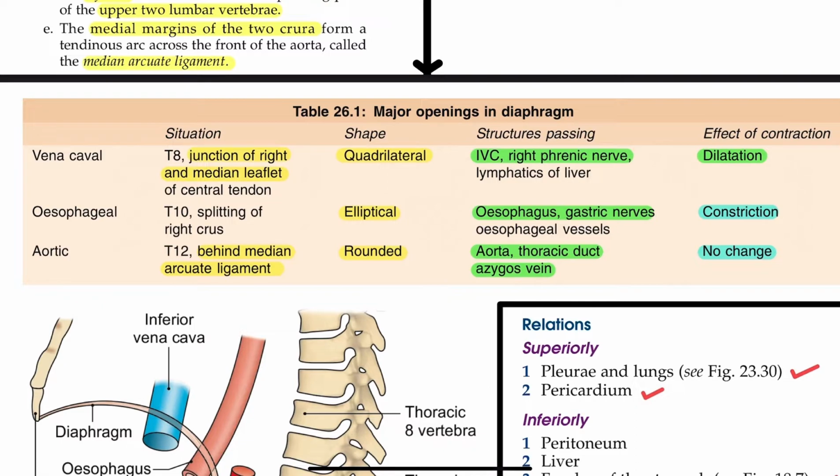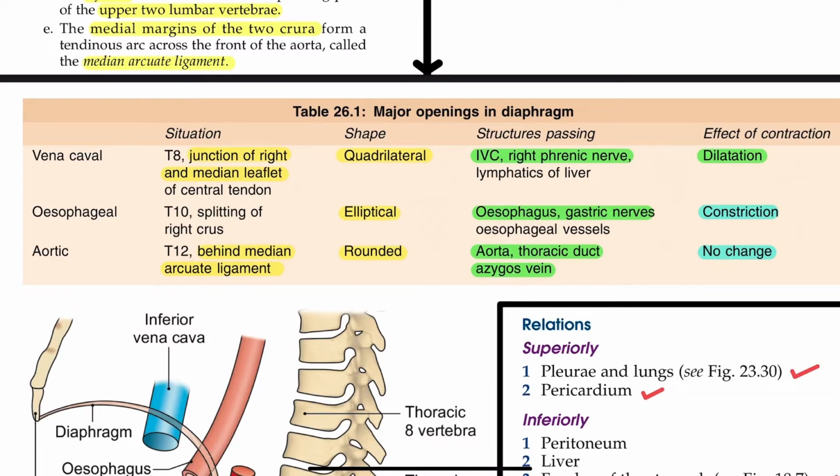And if the musculature now contracts, the vena cava will dilate. Why? To aid venous return to the heart. Right. Remember, it's not affected by the contraction of the central tendon. But if the musculature of the diaphragm contracts, then the vena cava will dilate.